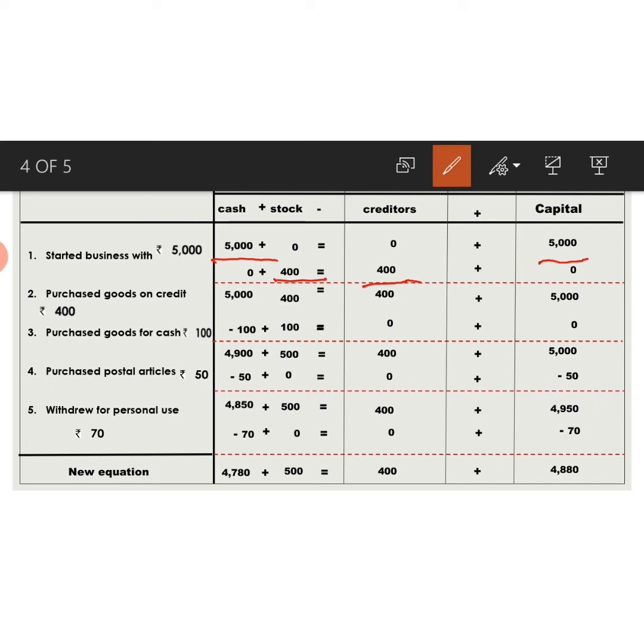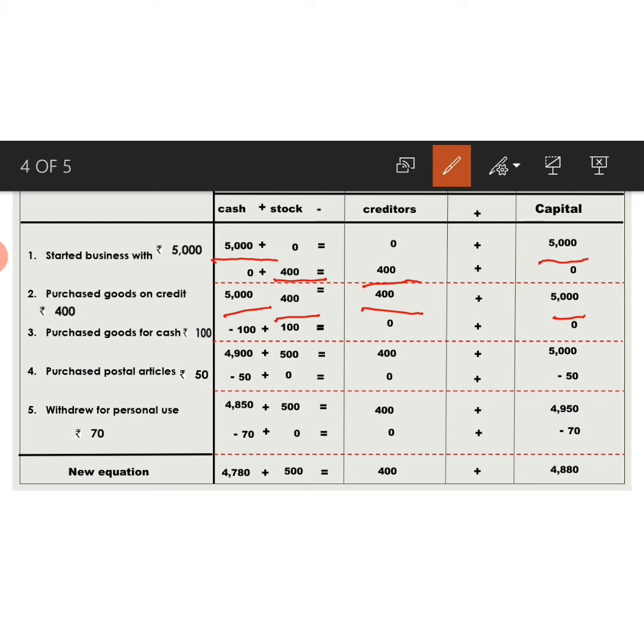Again, after recording these two transactions, you will have to add them up. Cash 5,000 plus 0 is equal to 5,000 again, and 0 plus 400 is equal to creditors 400, and then capital 5,000. You're just adding it up, that's it.